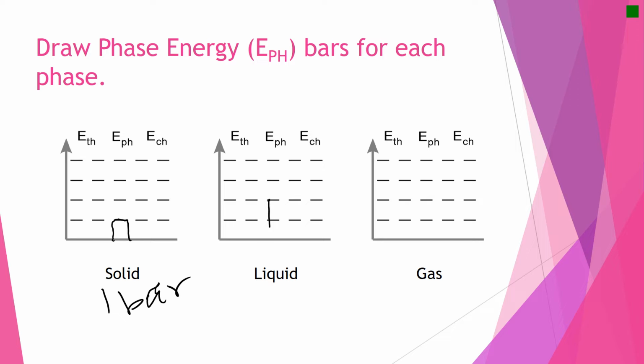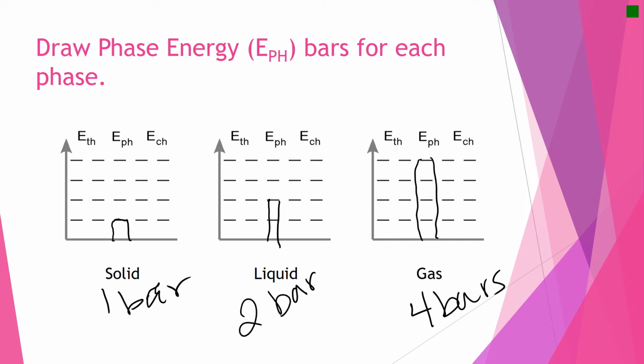Liquids, you have to give 2 bars. Why 2 bars? Because liquids have more phase energy than solids do. And then gases have so much energy, you have to give it the full 4 bars. Okay? There is no 3-bar phase energy, just to let you know. Okay? So you will never see phase energy having 3 bars. So solids will be 1 bar, liquids will be 2 bars, gases will be 4 bars.